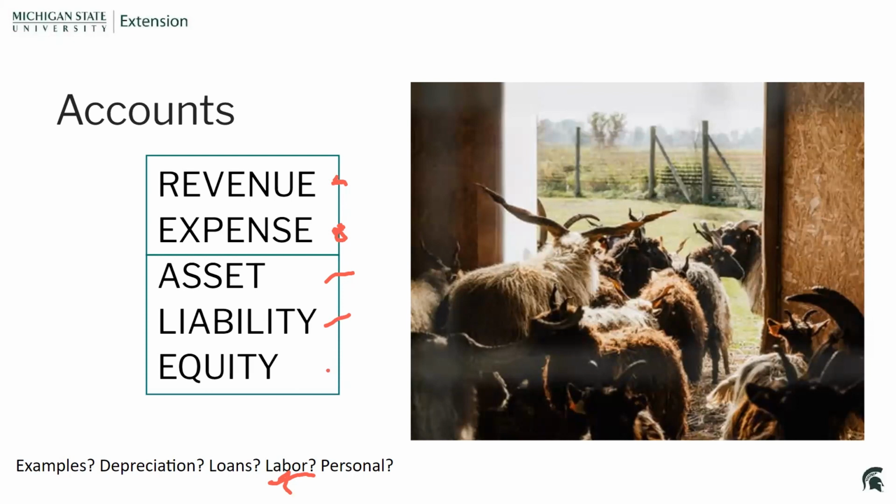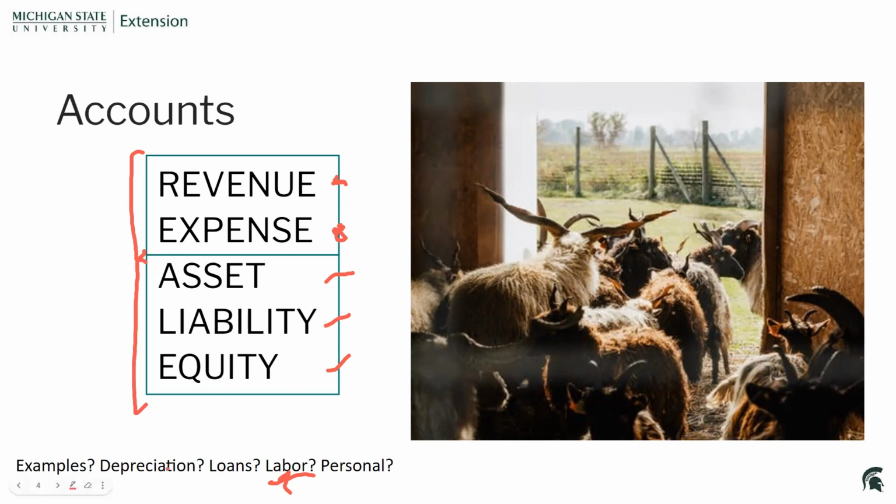And equity is basically what we can walk away with free and clear. If you paid off all of your liabilities, the difference between assets and liabilities is your equity. And these two make up your income and expense summary. And with these, we create what we call the balance sheet.